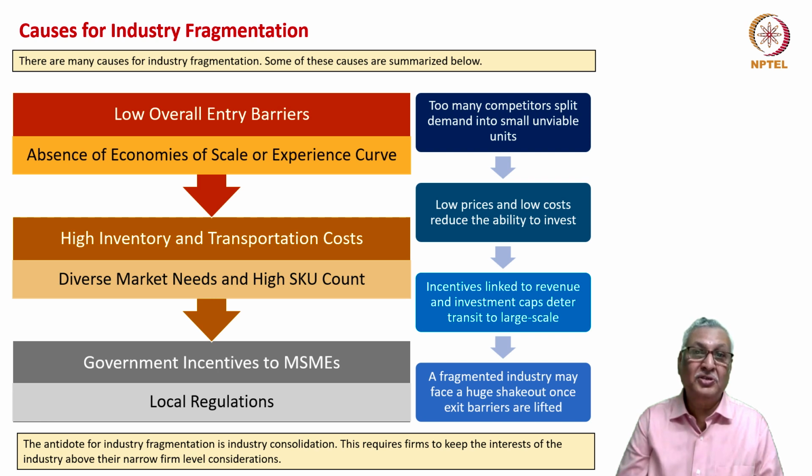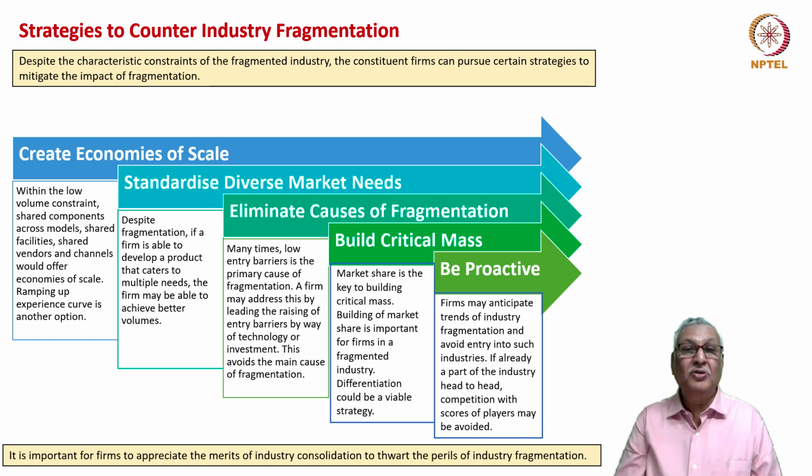The antidote for industry fragmentation is industry consolidation. This requires firms to keep the interests of the industry above their narrow firm level considerations. We discussed this earlier, that there are two ways in which a firm strategy can play out. One, looking at the industry's interest as a whole, and the other looking at the self-interest of the firm. Strategies to counter industry fragmentation are feasible and can be adopted. Despite the characteristic constraints, the firms can pursue certain strategies to mitigate or minimize the impact of fragmentation.